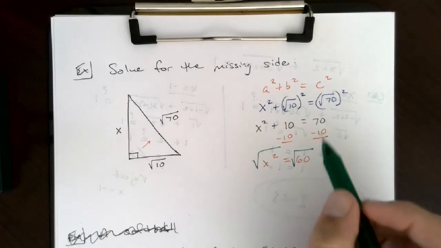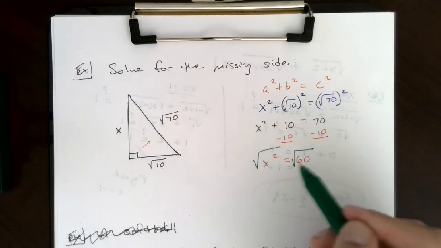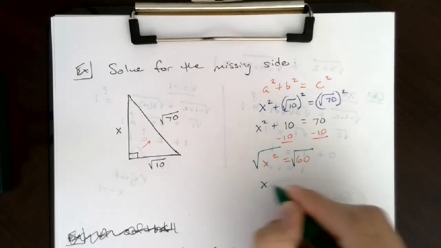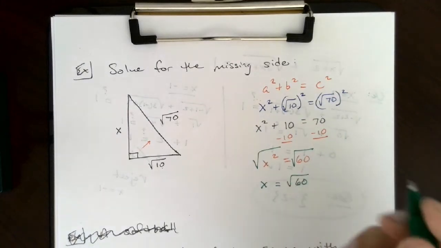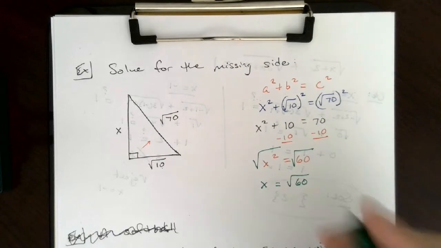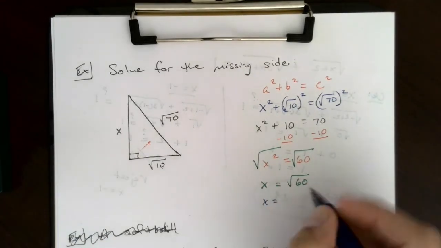But because we know this is the length of a side, this should be a positive answer, so I'm not going to write plus or minus there. So I have x equals the square root of 60, and that's fine, but if that simplifies, you should simplify it.